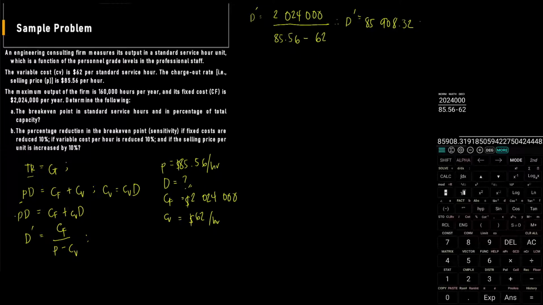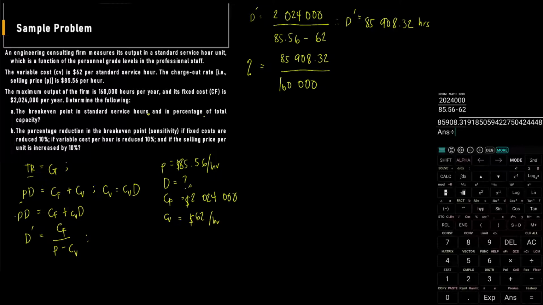No, unit natin dito ay hours. Okay na tayo dun sa break-even point and standard service hours. Kunin natin yung percentage of total capacity. So percentage, so yung D prime na 85,908.32 over 160,000. So divide natin sa 160.